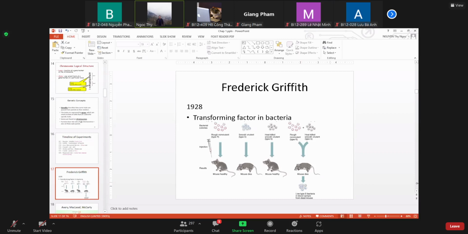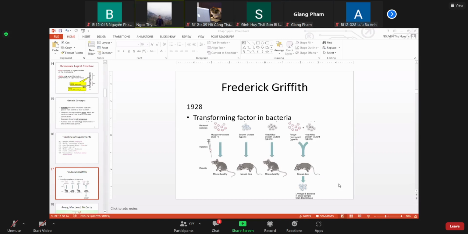So what kind of conclusion can we make from the experiment of Griffith? Can anyone tell me? I think somehow the type R, when we combine it with the heat-killed type S, somehow turned into live type S, maybe. Okay.